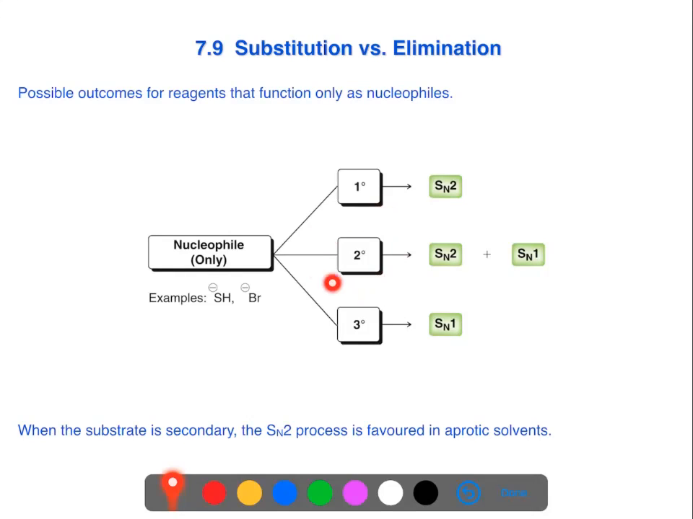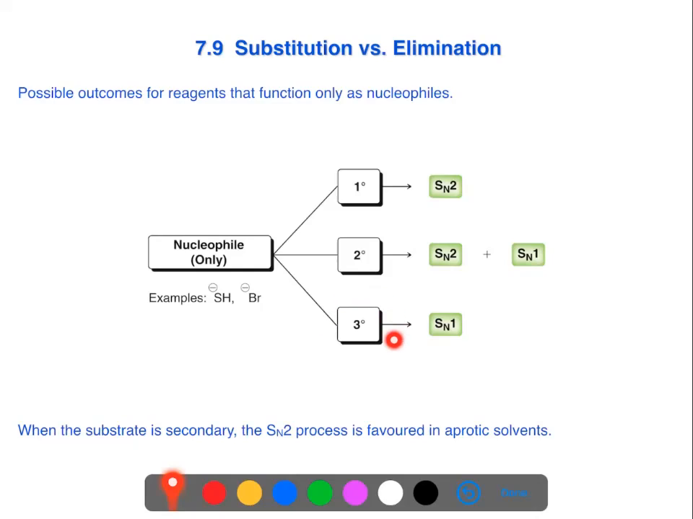For a secondary system, we may obtain a mixture because the secondary carbocation, being more stable, can actually form. So we're going to end up with a bit of a mixture between the SN2 and the SN1. Which will be the major and minor will really depend on the choice of solvent. If we use a polar aprotic solvent, a solvent that will not interact with the nucleophile, then we'll favor the SN2 process. However, if we use a polar protic solvent, then we'll favor the SN1 process. So for a secondary alkyl halide, solvent does play a key role in which product will be major and minor.